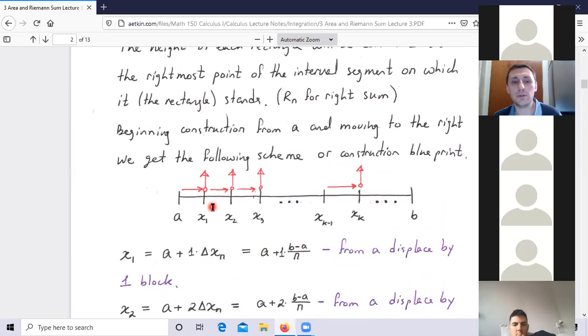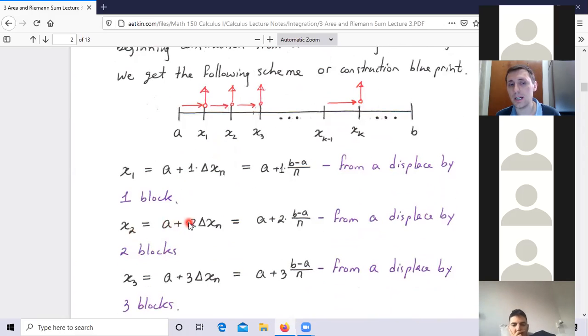And so let's try to describe the positions x1, x2, x3 of the points at which I plan to erect the altitude. So I imagine asking for directions of the construction manager, and I start at the point a. The first elevation will be constructed at the point x1, which is a plus 1 interval width, so 1 times delta x. x2 will be constructed 2 blocks from a, so it's a plus 2 times delta xn, which is a plus 2 times the length of the block.